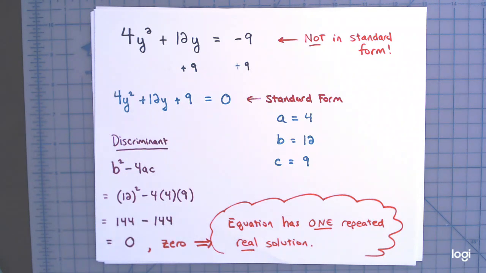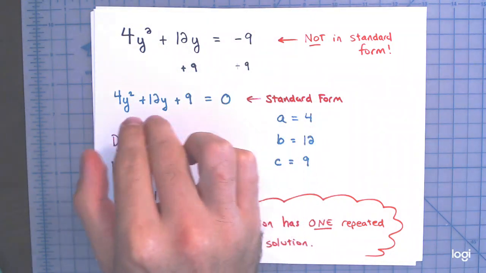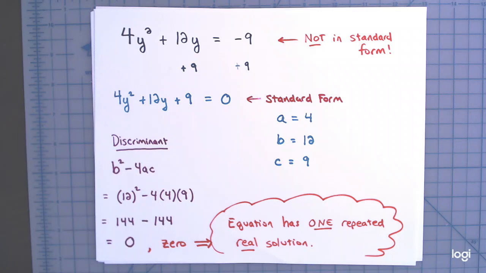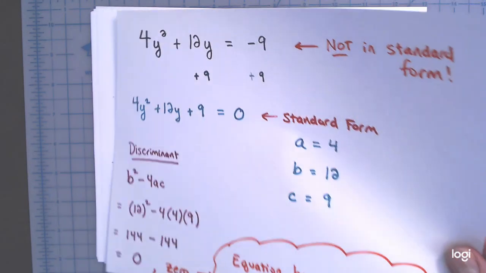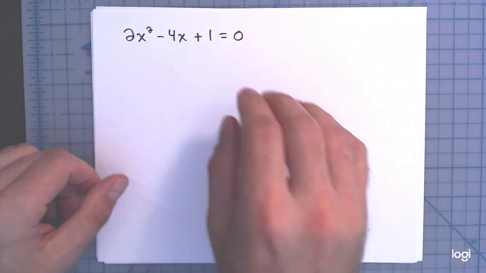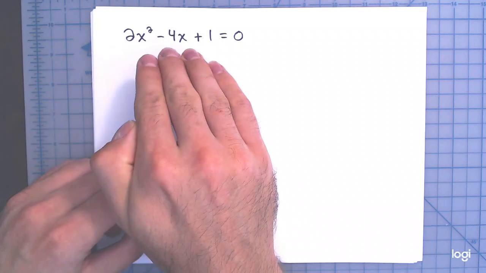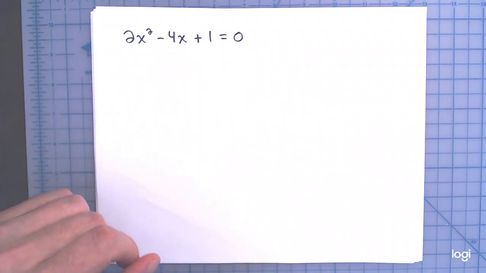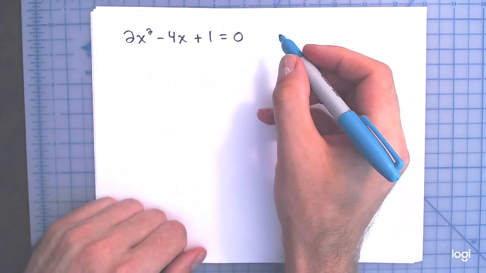All right, I've got one last one. I just wanted to show you this one here so that you know, hey, it's got to be in standard form first, before you can use the discriminant, before you can use the quadratic formula to solve it. All right, so my last example is nicer for us, as it is already in that standard form, ax squared plus bx plus c equals 0. So I've got 2x squared minus 4x plus 1 equals 0.